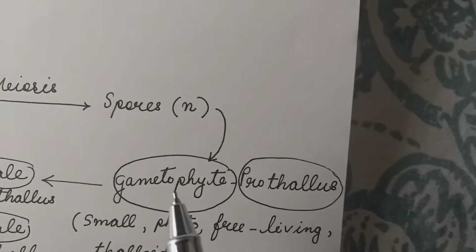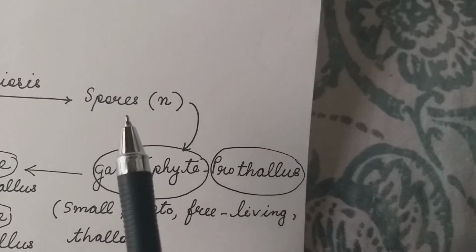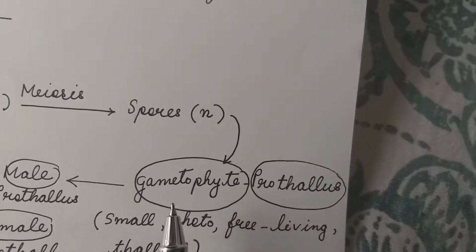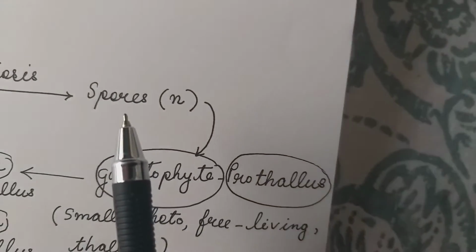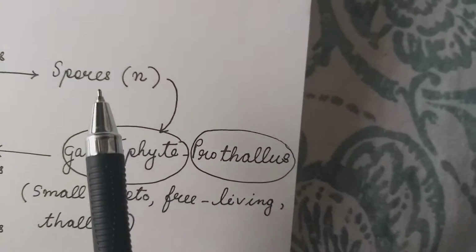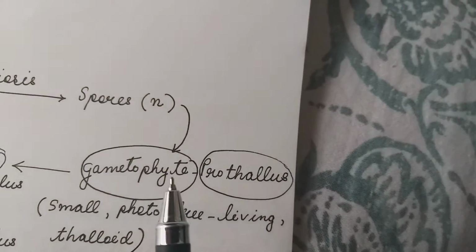In some plants, the spores are of two types, microspores and megaspores. But in some plants, the spores are of one type. The spores develop into male gametophyte or female gametophyte.